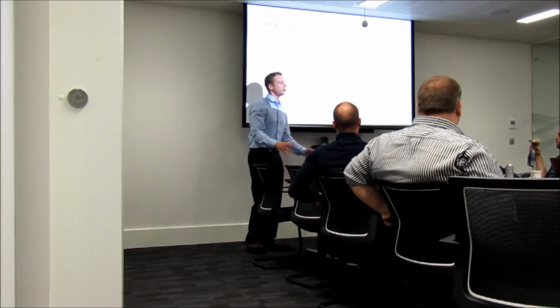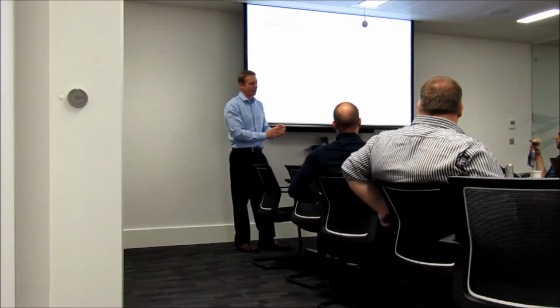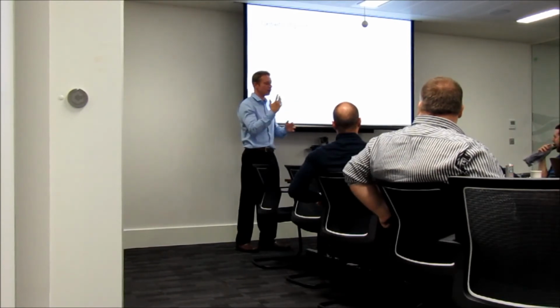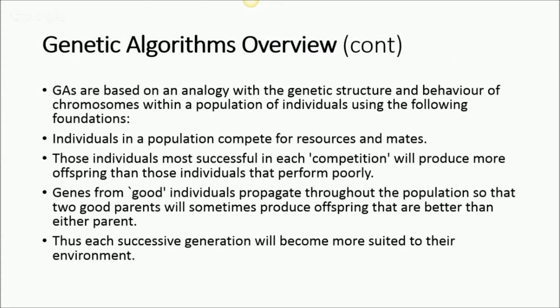Genes from good individuals propagate through the population so that two good parents will sometimes produce offspring that are better than either parent. So obviously if you combine the best of both worlds, sometimes you can produce something even better. Thus, each successive generation will become more suited to their environment, or so we would hope.